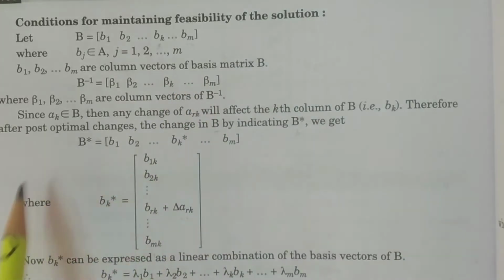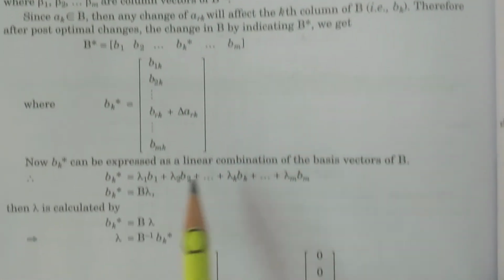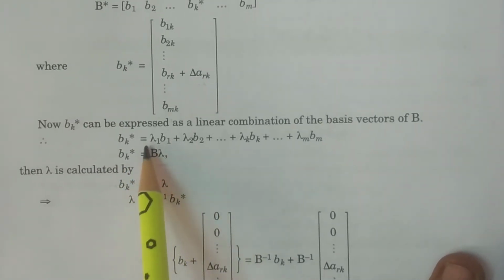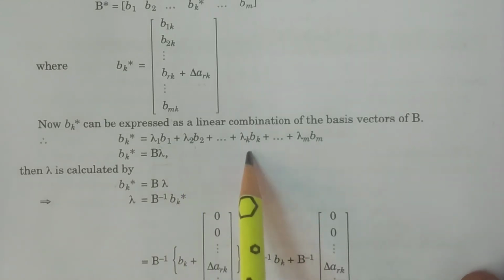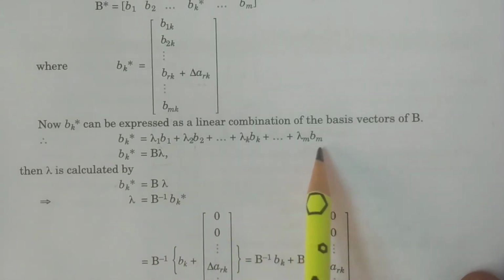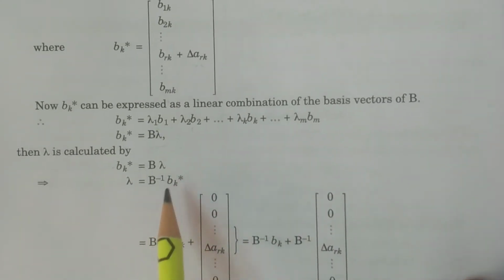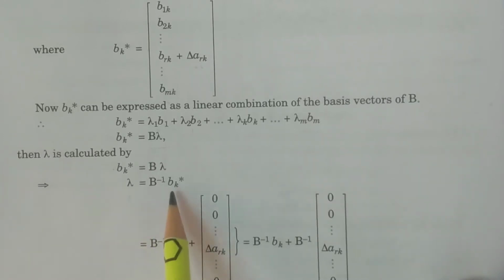And if you multiply with lambda, that is lambda 1, lambda 2, lambda m, then you will get this in a simple way. bk star is equal to lambda 1 b1 plus lambda 2 b2 plus and so on plus lambda k bk plus and so on plus lambda m bm. Right. So therefore bk star is equal to B into lambda, and if you want to calculate the lambda, that is another important calculation. Lambda is equal to B inverse bk star.